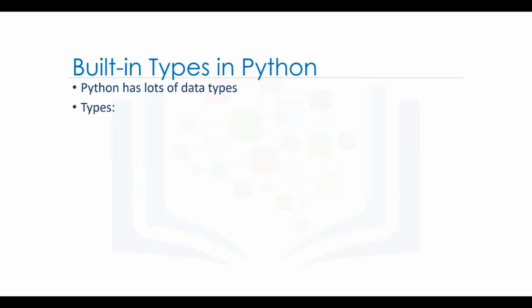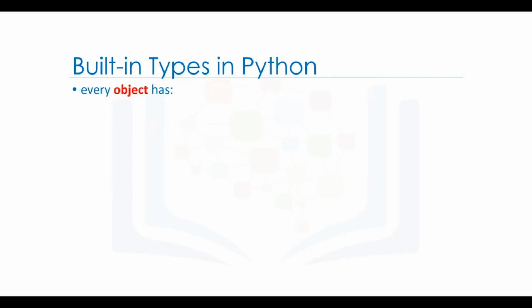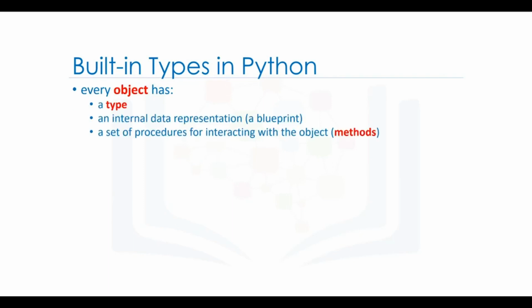Python has many different kinds of data types: integers, floats, strings, lists, dictionaries, booleans. In Python, each is an object. Every object has the following: a type, internal representation, a set of functions called methods to interact with the data. An object is an instance of a particular type.